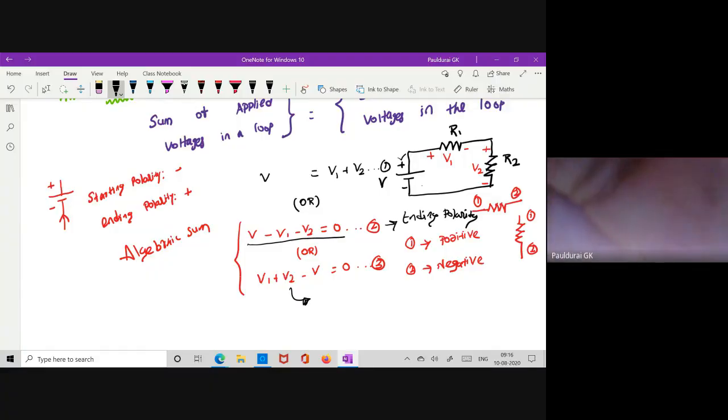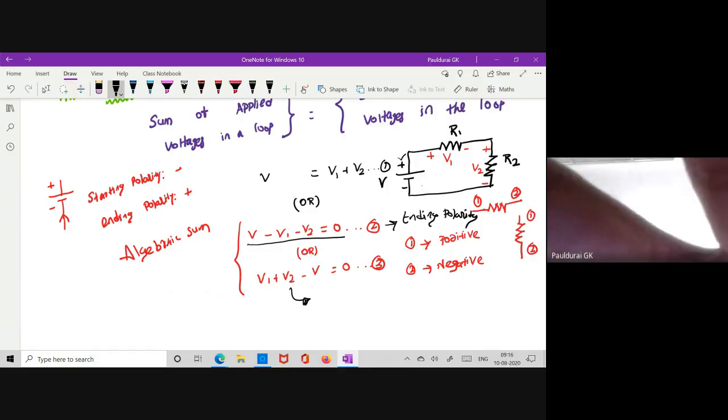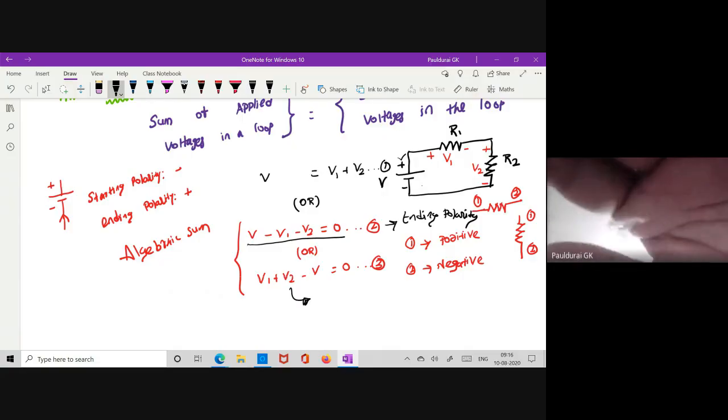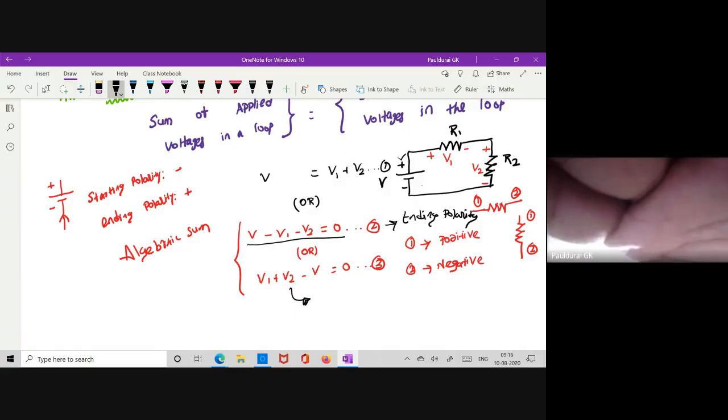Equation number 3, what do we consider? In equation number 3, V1 is positive. See, V1 is plus to minus, right? So positive. We consider starting polarity. What about V2, plus to minus? We consider starting polarity. What about V, minus to plus? We consider starting polarity. So it considers starting polarity.